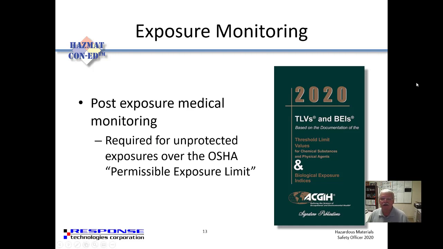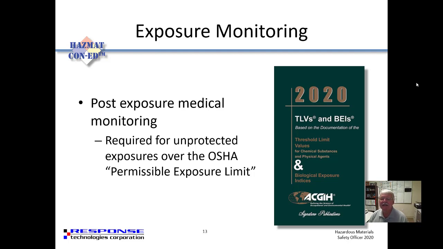Okay, so we send our people downrange. They do their job. We're going to talk about monitoring the progress here in just a minute. But the other thing that the hazmat safety officer is responsible for is making sure that post-exposure medical monitoring occurs. By definition, post-exposure medical monitoring is required for any unprotected exposure over the OSHA permissible exposure limit. So if any of our personnel, be it the first responders that arrived on scene or the hazmat technicians, are exposed over the permissible exposure limit in an unprotected mode, then they need to be medically evaluated.